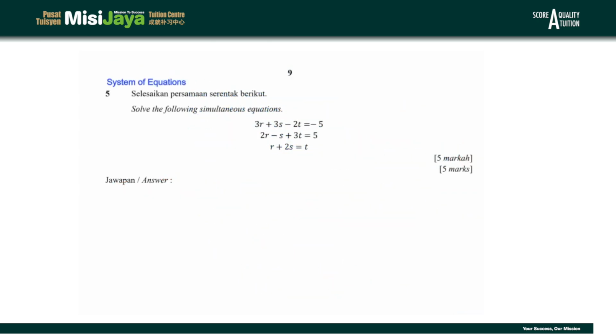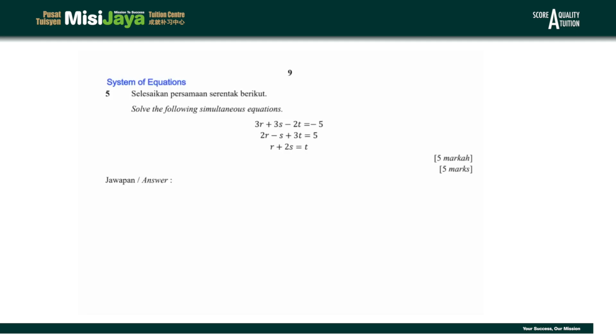Let's look at question number 5. So this is on system of equations. This chapter is also a very hot topic for addmaths paper 1. So solve the following simultaneous equations. They give you 3 equations and you have to find the 3 variables R, S, and T. Total marks is 5 marks, which is quite a lot. So if it's 5 marks, it means that the working is very long and you have to show all the working. So let's look at the 3 equations.